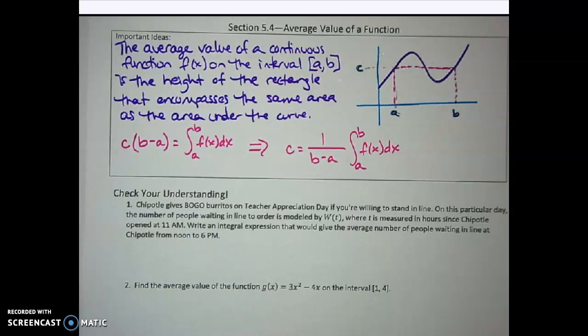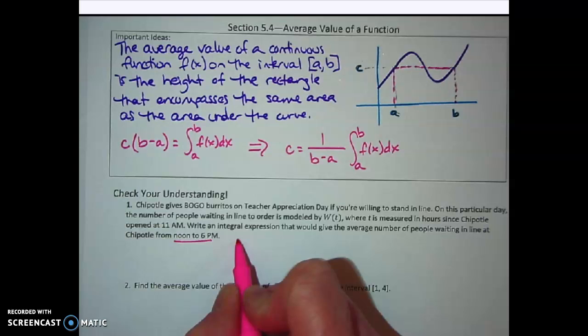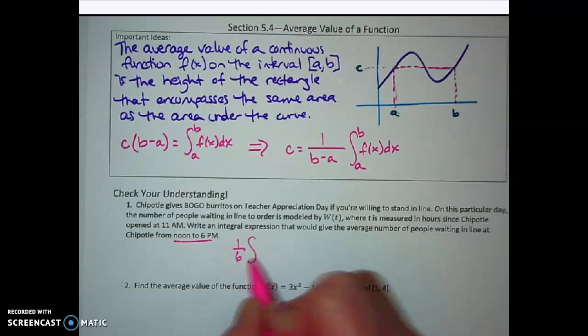Problem number 1. Chipotle gives BOGO burritos on Teacher Appreciation Day if you're willing to stand in line. On this particular day, the number of people waiting in line in order to order is modeled by W of t, where t is measured in hours since Chipotle opened at 11 a.m. Write an integral expression that would give the average number of people waiting in line at Chipotle from noon to 6.